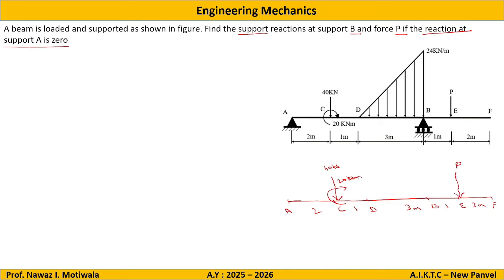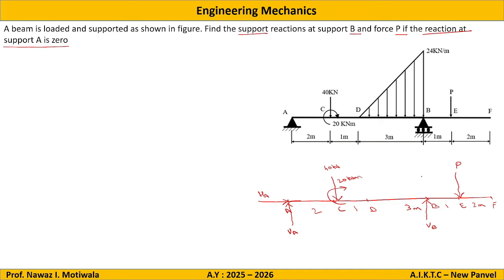Then after showing the applied forces, we go for converting the supports into reactions. So here at point A, there is a hinge. So the hinge will be replaced by two reactions, let us say VA and HA. And at point B there is a roller support, so it will be replaced by one reaction, which is named VB. This completes the second step.